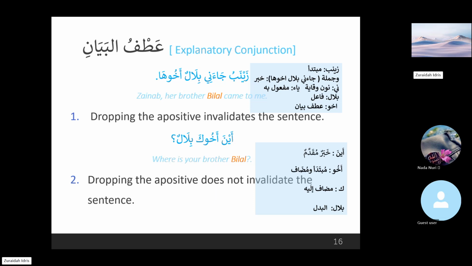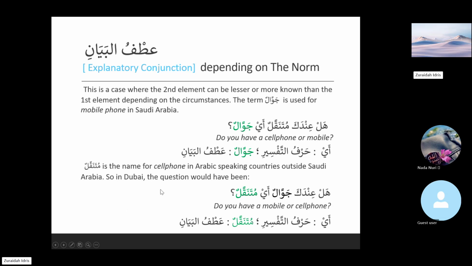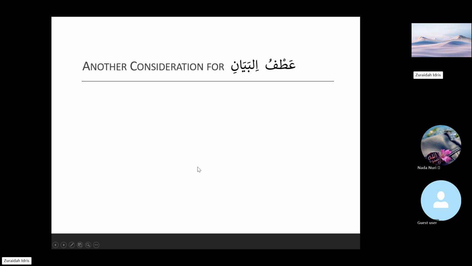So the norm, some of the grammarians say, is for it to be ma'rifah, something that you know, because after all, it's going to explain things. But some say no, because like you saw in the case of the phone, it depends on where you are.